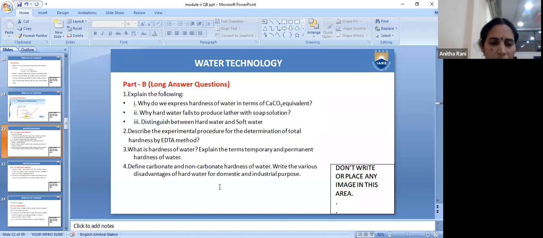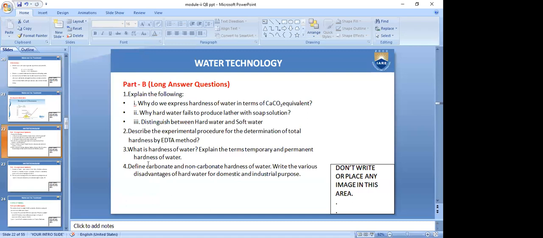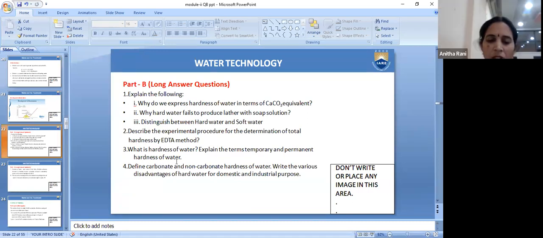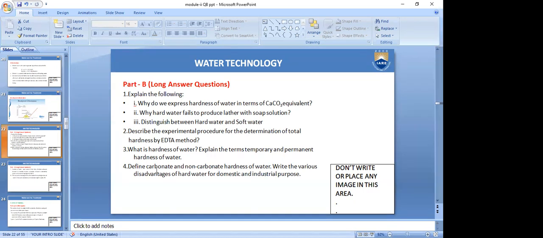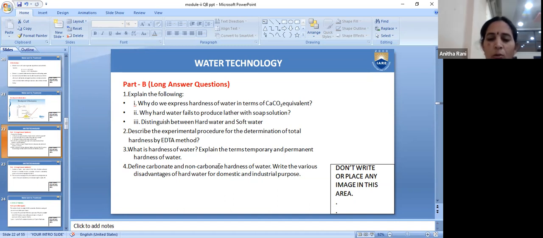Now next is the 4th one: define carbonate and non-carbonate hardness of water. Students, what is carbonate hardness? Temporary hardness. You have to write temporary hardness only. Non-carbonate hardness means permanent hardness. You have to write what is temporary hardness, what is permanent hardness, and the various disadvantages of hard water for domestic and industrial purpose. Already you know the effects, that you write.